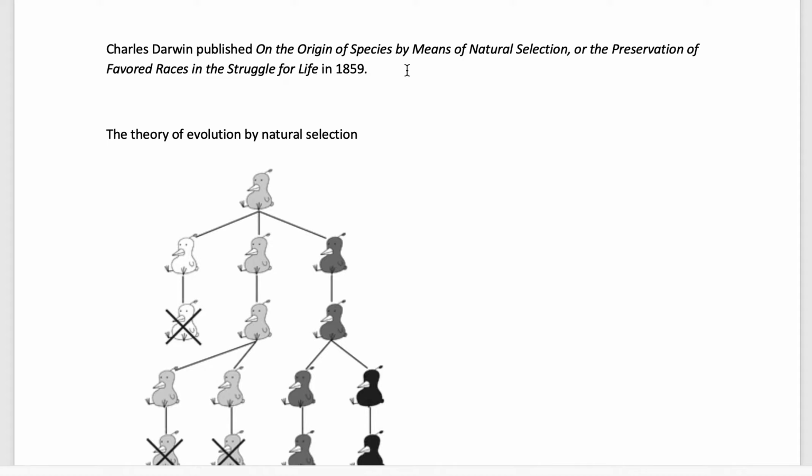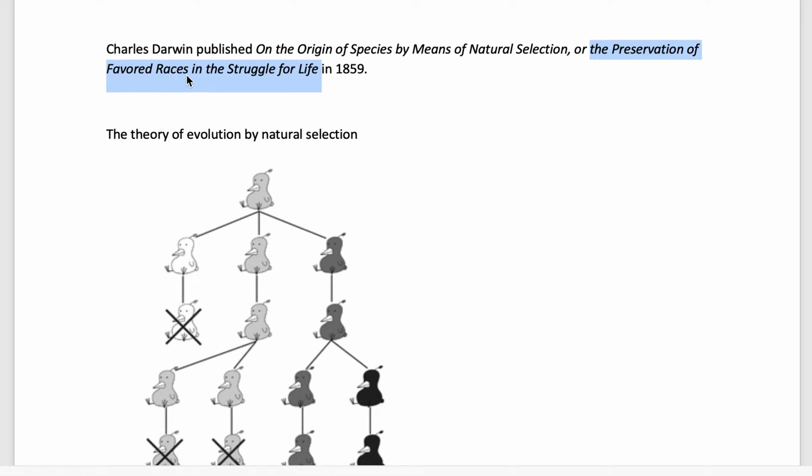This is On the Origin of Species by Means of Natural Selection, or The Preservation of Favored Races in the Struggle for Life. And this is published in 1859. When he's talking about this secondary title, he says, or The Preservation of Favored Races in the Struggle for Life.